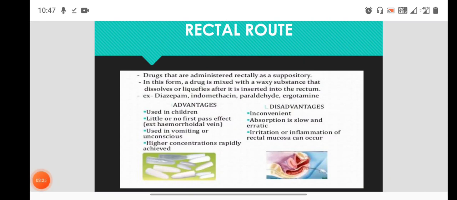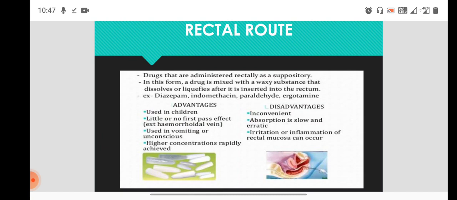So next is the rectal route. The drugs are administered rectally. In this case, the outer surface of the drug is mixed with waxy substances that dissolve or liquefy after it is inserted into the rectum.